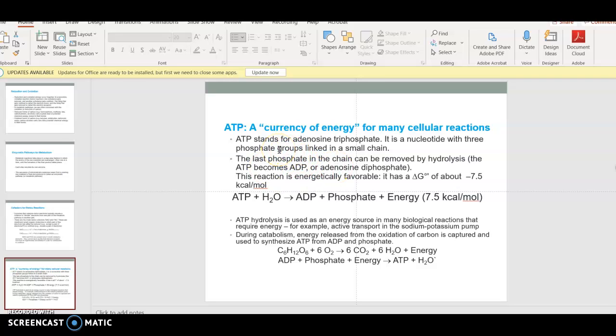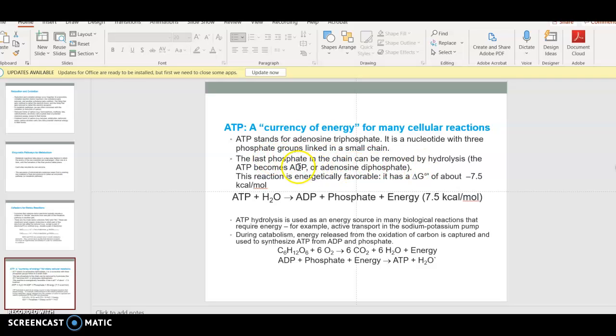Okay. So ATP is the currency of energy for many cellular reactions, in animals, in plants, and in all living organisms. It stands for adenosine triphosphate. It is a nucleotide with three phosphate groups linked in a small chain. If it is broken down, it will change to ADP, which is diphosphate, meaning you only have two phosphates. The last phosphate in the chain can be removed by hydrolysis.